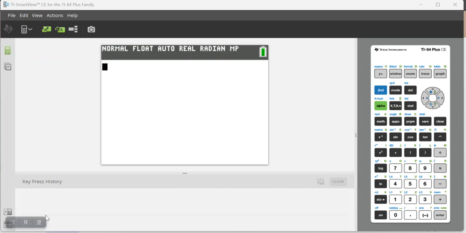In this tutorial, I'm going to show you how to graph a polynomial function once you know its zeros and their multiplicities.